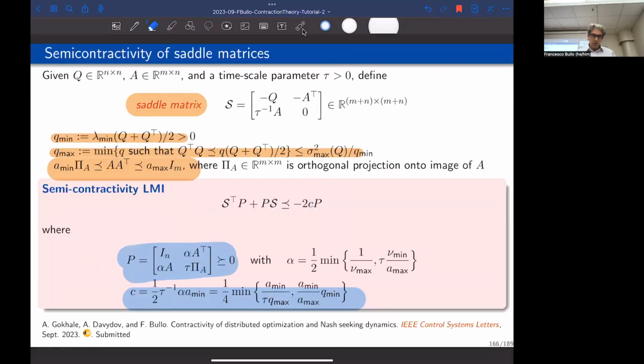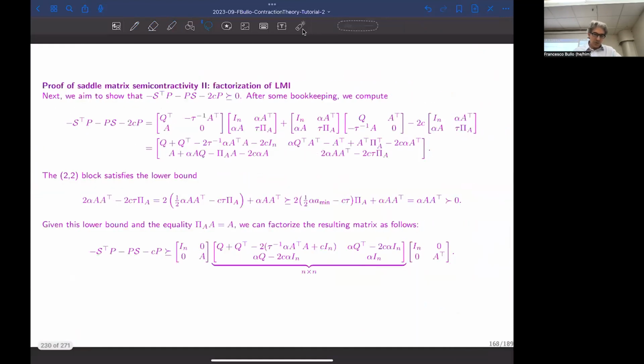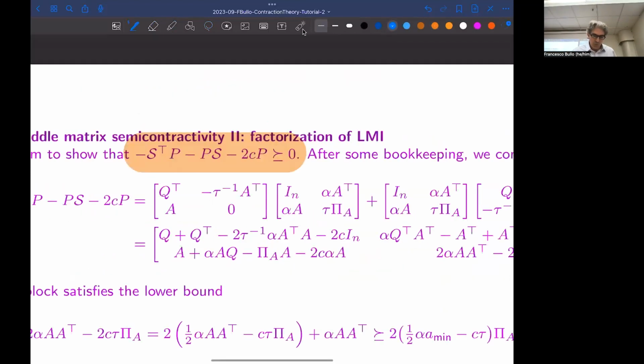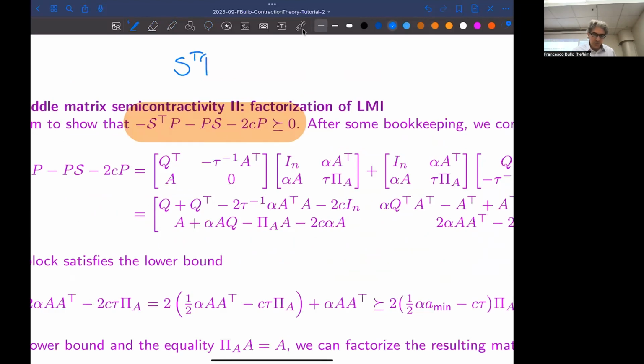What is the heart of the problem? It is this particular LMI here. Okay, so S transpose P plus PS less than or equal. Oh, here it is, so I don't need to copy it. This is what I need to do, right? Prove that. Actually, it was written slightly differently. So I need to prove that S transpose P plus PS is less than or equal to minus 2CP.